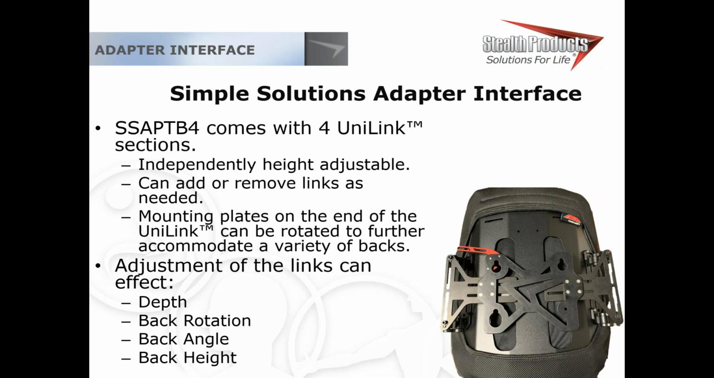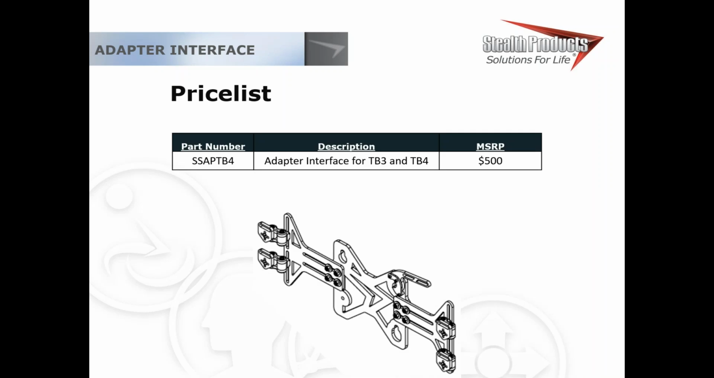So with these Unilinks, what it provides us is an interface that all by itself gives us depth, back rotation, back angle, and back height adjustments on top of whatever adjustability is built into your backrest and into your chair. So it does a lot of things really well. And this will be coming very, very soon. So one of the Unilink components with this adapter interface is a male-to-male link. This male-to-male link is the exact same male-to-male link that's on the laterals.